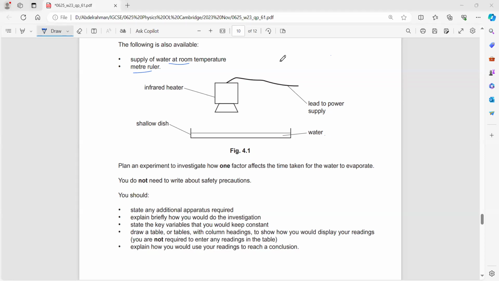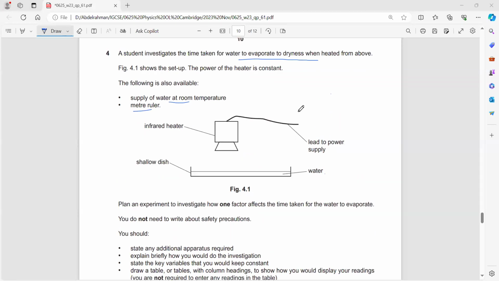The current entering the power supply. That's a good one. Good thing you said that. Look, the power of the heater is constant. So this is actually one of the factors that I cannot change.